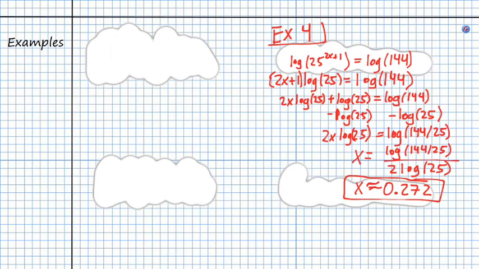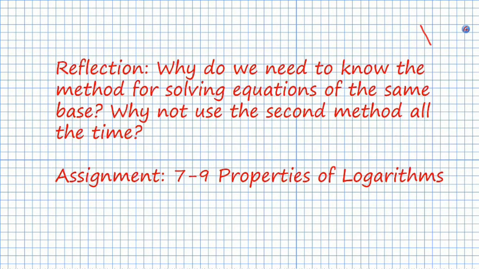All right, so armed with this knowledge, let's go ahead and start on 7-9, which is our practice for today. So there are 12 problems, and I do expect you guys to get all through 12 of them today. So that's your assignment, and additionally, I want you to reflect. Why do we need to know the method for solving equations of the same base? Why not use that second method all the time? And that's really just a number sense question, right? Why would we need to know the way to do it for the same bases? Why would that be important to us? Think about a situation where that might occur.